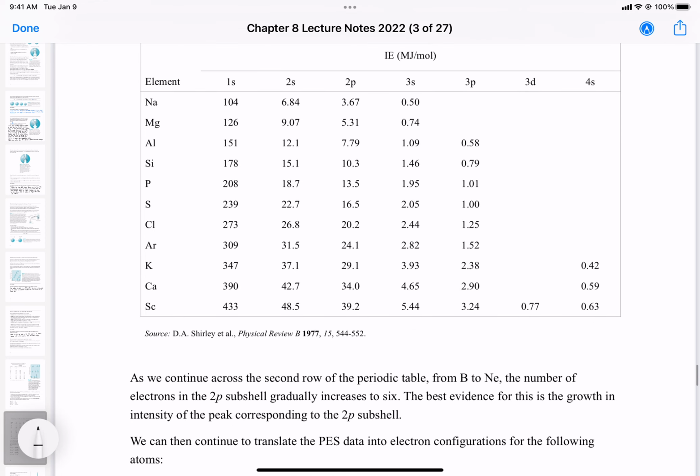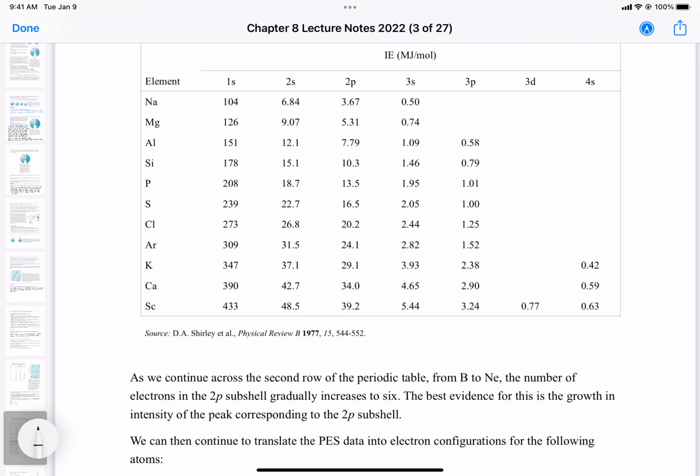As we continue across the second row, the number of electrons increases to 6, and we saw in the photoelectron spectrum that neon's signal for the 2p increased dramatically in intensity.